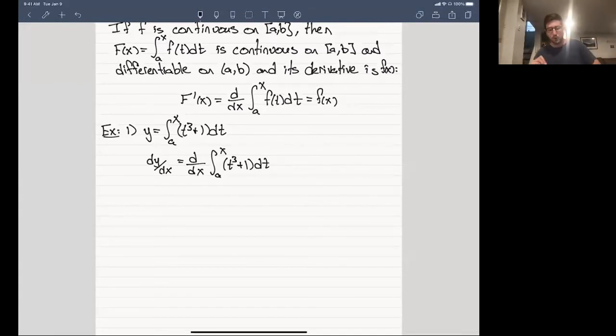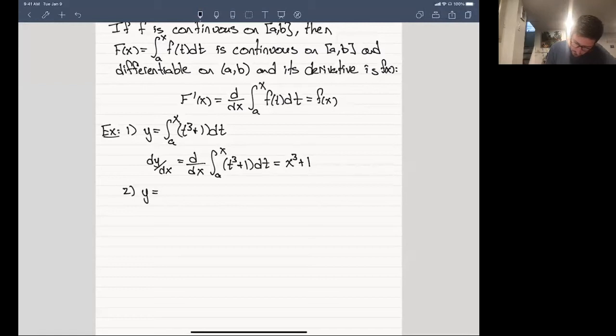If we look at that formula that's written at the top of the board, well, clearly the integrand, t cubed plus 1, is continuous everywhere, so it doesn't matter what the value of a is. And what it basically says is take the integrand, f of t, so t cubed plus 1, and just replace the t's with x's. So this gives me a nice x cubed plus 1 here.